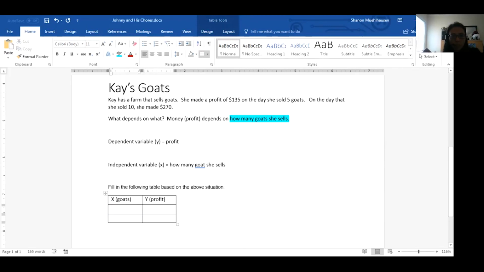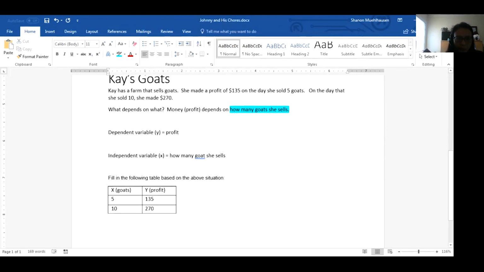So we're always going to keep goats in this column. This sentence, notice the goats are not listed first, they're listed second. We have 5 goats, making us a profit of $135, just sorting the numbers out into their appropriate columns. The day she sold 10, and this we are talking about 10 goats, she made $270. That is her profit there.